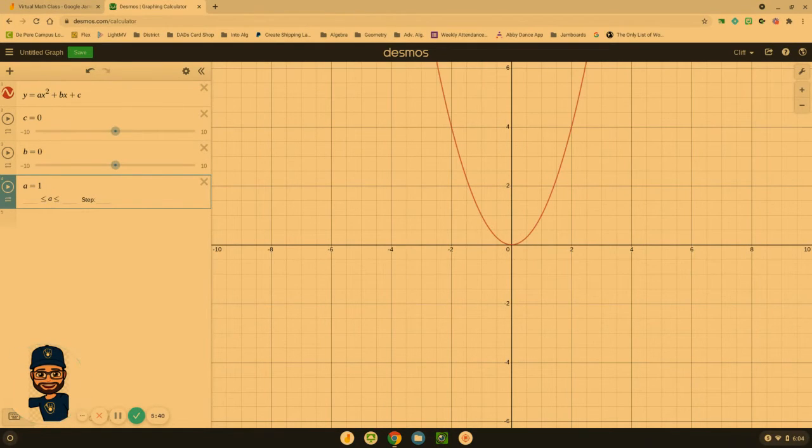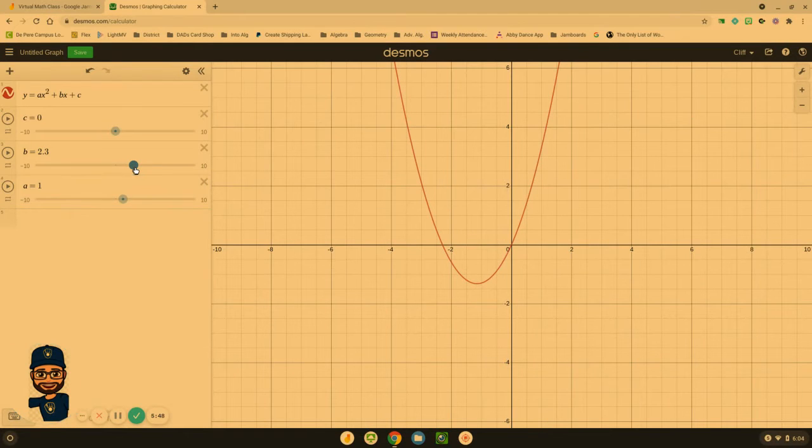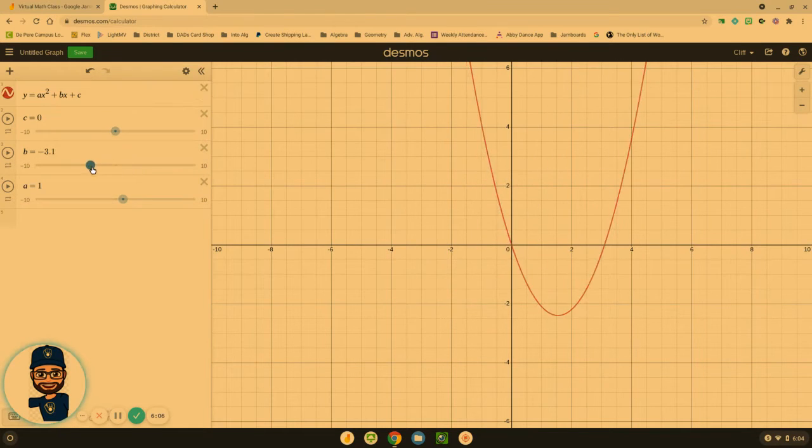So what do we think the B value is going to do? Well, if I play with this slider and change the B value, look at what happens. It moves the vertex off the y-axis. It moves it left and right, and honestly, it moves it up and down a little bit too. But the main idea is that it moved it. If it was a positive number, it's moving it left. If I put in a negative number, notice how it started moving it to the right.